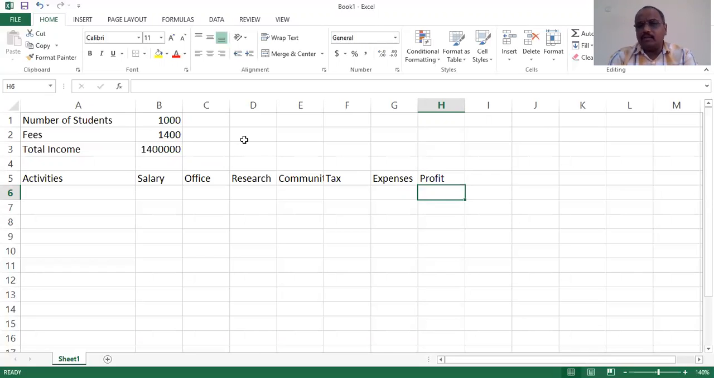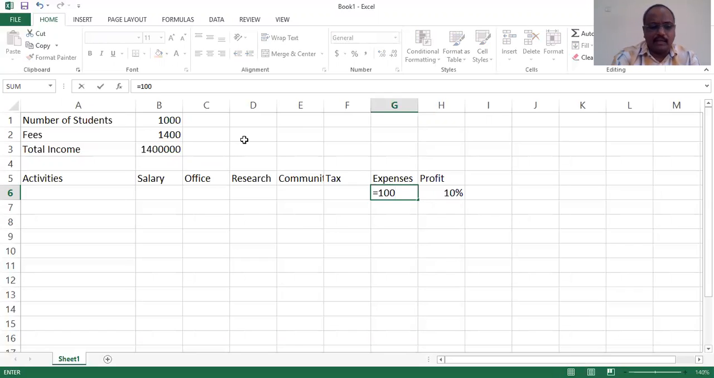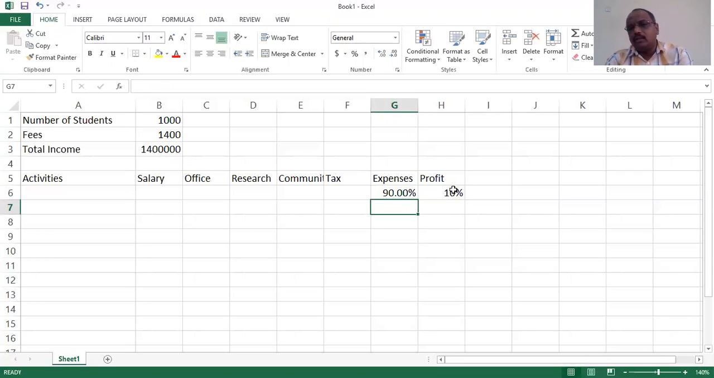What they have given, the profit is 10%. That means the remaining value will be the expenses. How to find this? You know that very well. The percentage is 100% minus the profit. What is the profit? 10%. So here the 90% will be the expense. 10% is the profit and 90% is the expense.